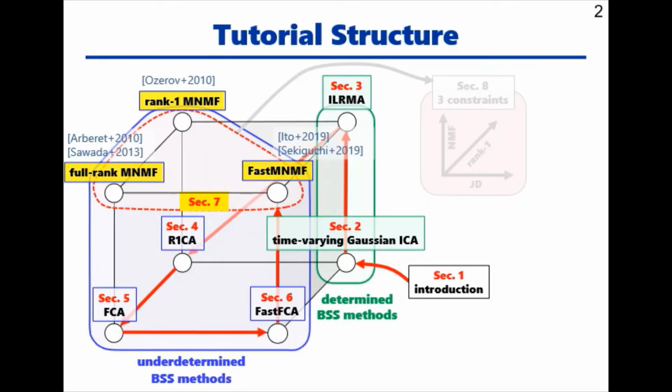In previous sections, we treated underdetermined BSS methods such as R1CA, FCA, and FastFCA. In this section, we introduce full band extensions of these methods, namely rank 1 MNMF, full rank MNMF, and FastMNMF.